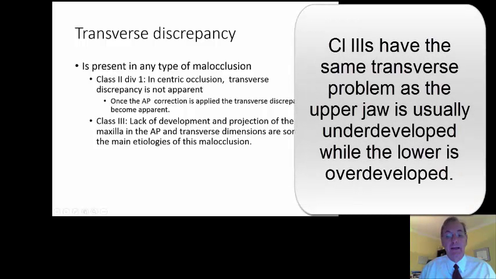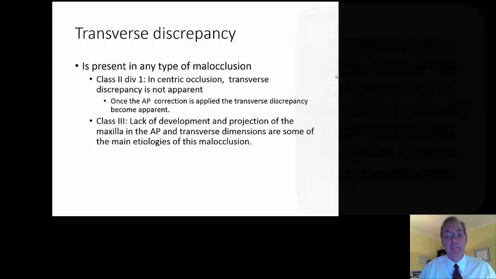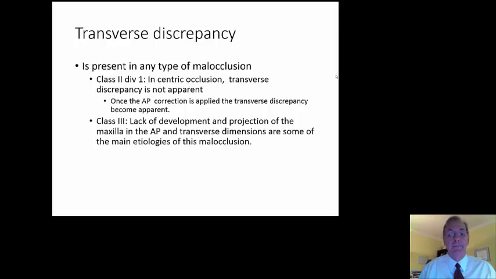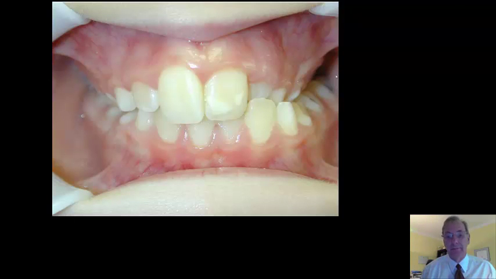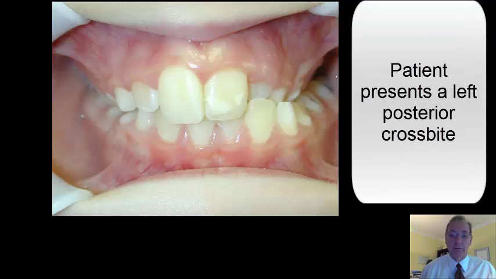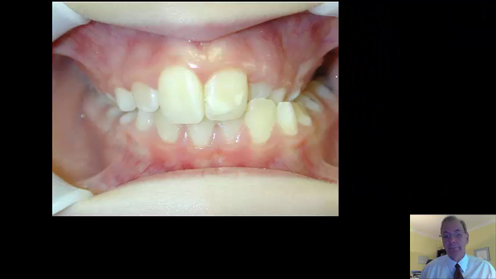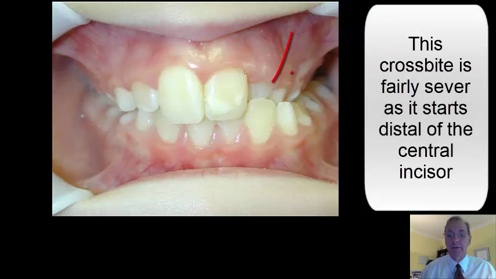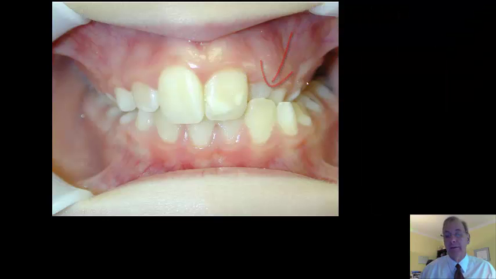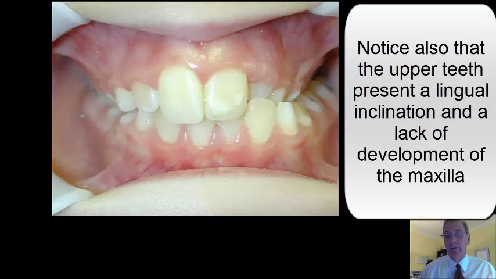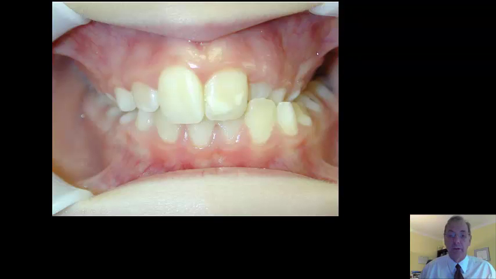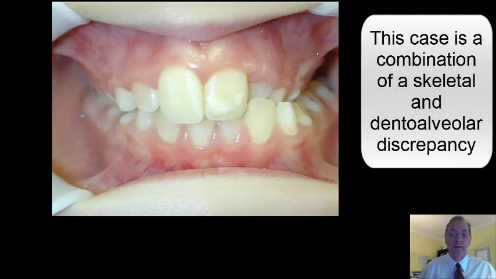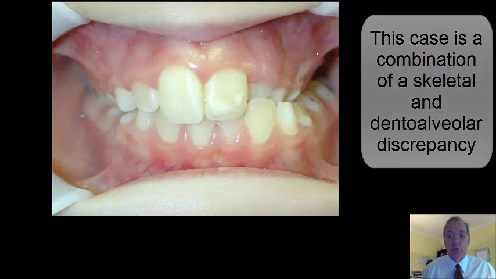The class 3s have exactly the same issues, because a lot of these class 3s also present a hypoplastic maxilla, not just a hyperplastic mandible. The transverse dimension of the maxilla is affected. Here we can see that this patient presents a posterior crossbite on the left side of the maxilla and mandible, starting distal of the central incisor, and you can see also that the teeth are lingually positioned, but there is also a lack of development in the width of the maxilla. So I would argue this case is skeletal in etiology, but also has a dental alveolar component.